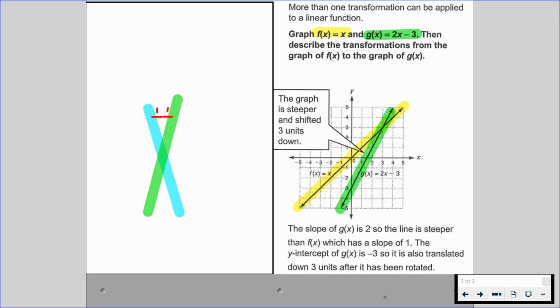So when we write our conclusion, the slope of g of x is 2, so the line is steeper, compared to f of x, which has a slope of 1. The y-intercept, again, is -3, so it's translated down 3 units after it's been rotated. So to get from the yellow towards the green, we have to shift it counterclockwise to the left. And then we drop down 3 units on that y-axis. And that happens again after we have rotated.